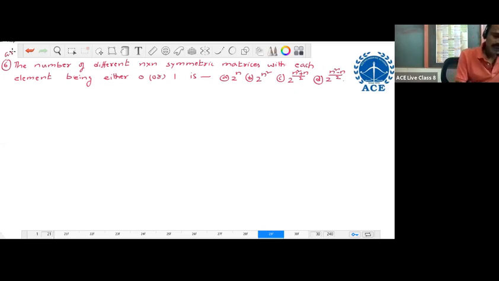It is a previous GATE question. The matrix is symmetric and the order of the matrix is n, that is nth order, meaning general order, and we are given two numbers, 0 and 1. Using 0 and 1, if we write a symmetric matrix of order n, how many different symmetric matrices are possible?